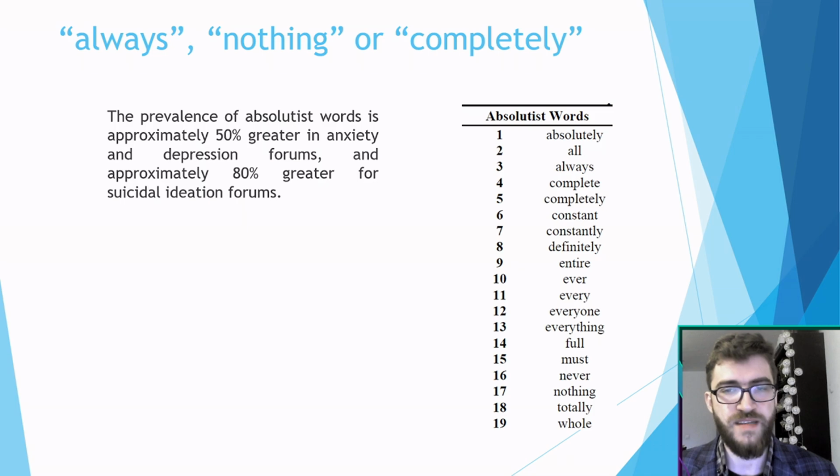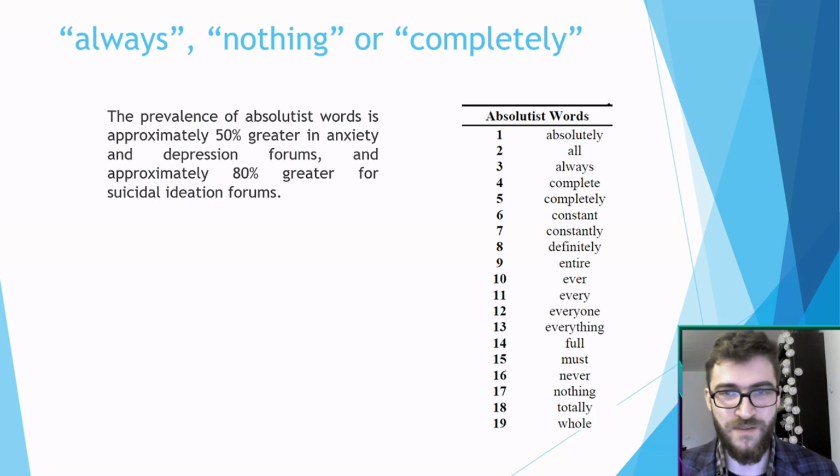So it turned out that the so-called absolutist words would occur about 50% more often in the people who were struggling with depression and anxiety, and approximately 80% more often in people with suicidal ideation, which I do believe is a very, very significant difference from the norm, right? So those absolutist words are words such as always, nothing, completely, and the such. So the words that basically provide you with those kind of ultimate notions, right?